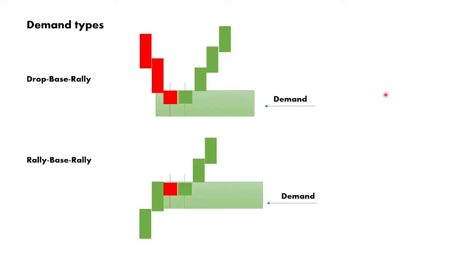For the demand zones, we have the opposite: drop-base-rally and rally-base-rally. In drop-base-rally, the price gets pushed down, then they consolidate a little bit, then the price gets pushed up. And in rally-base-rally, the price gets pushed up, then we have a small time of consolidation, then after, the price will go up.